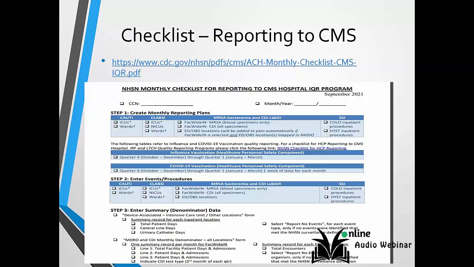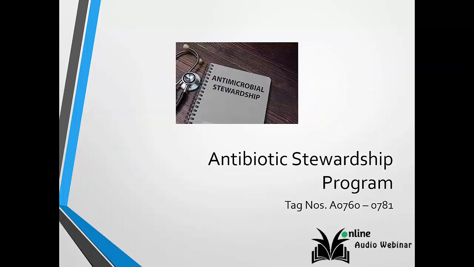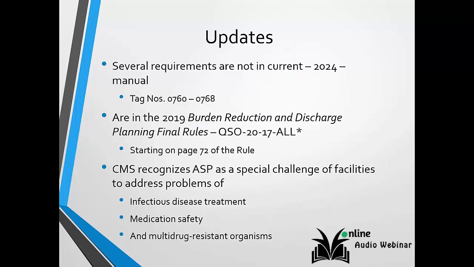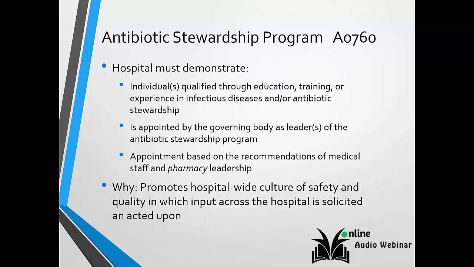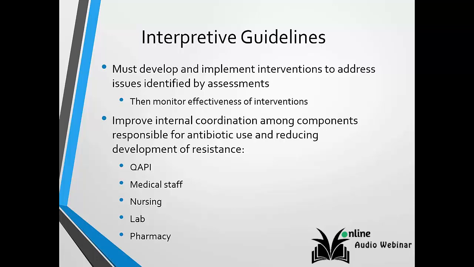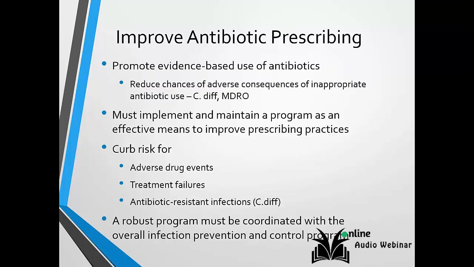I'm going to flip over now to Antibiotic Stewardship Program. Tag numbers, there's about 21 of them. Again, this is pretty new. This is what they did back in 2019, 2020. A lot of the requirements are not in the current 24 manual. Starting with the first tag number, you have to demonstrate that you have someone who is qualified through education, training, or experience in infectious diseases and or antibiotic stewardship program. We have to make sure, of course, they're qualified to improve prescribing of antibiotics.